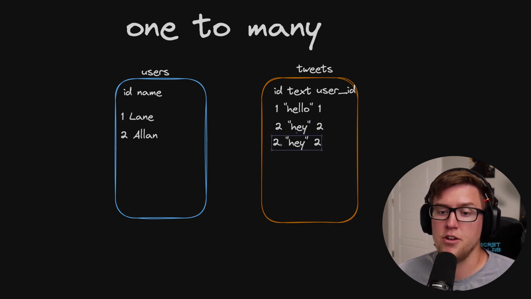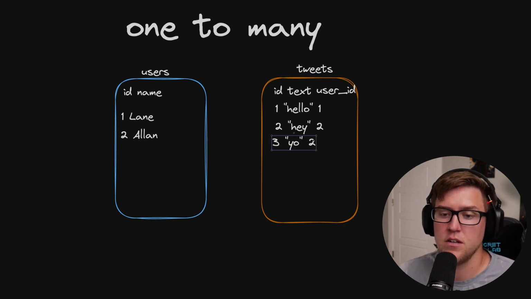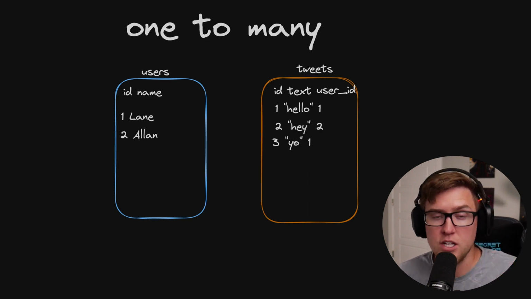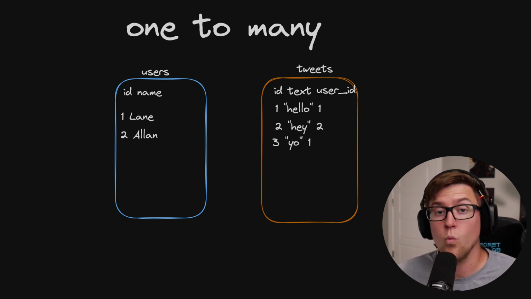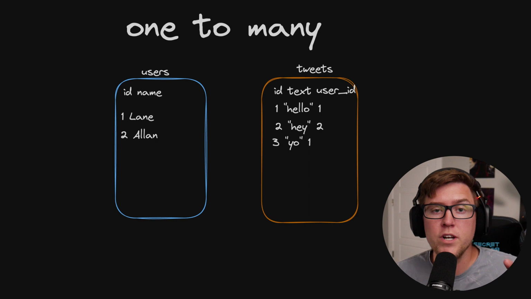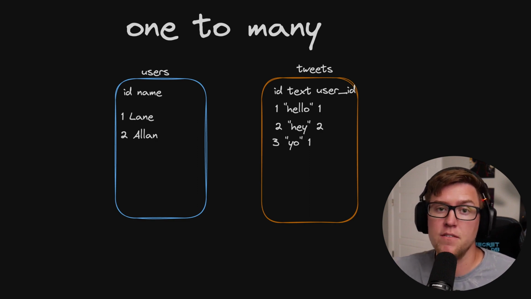Now, when we add a third tweet, let's say Lane tweeted this one again. We could just reference Lane again, right? So we can have many tweets, right? In this case, tweet number 1 and tweet number 3 that are related to one user, right? User number 1, which is Lane in this case. So one-to-many relationships, foreign key on the table of the many.